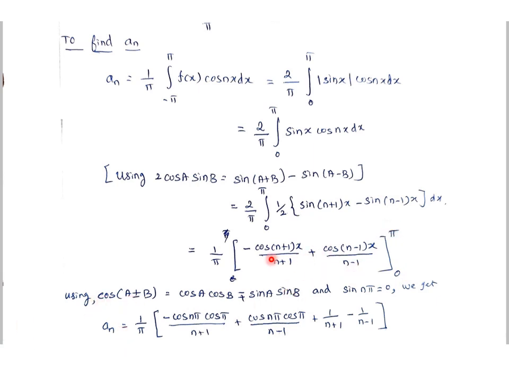Then again using the a plus b, a minus b formula, cos of (a plus b) means cos a cos b minus sin a sin b, cos of (a minus b) equal to cos a cos b plus sin a sin b. Using this formula, sin n pi equal to 0 and the remaining part is an equal to 1 by pi, minus cos n pi into cos pi divided by n plus 1 plus cos n pi cos n pi divided by n minus 1, for applying the first upper limit for this function.